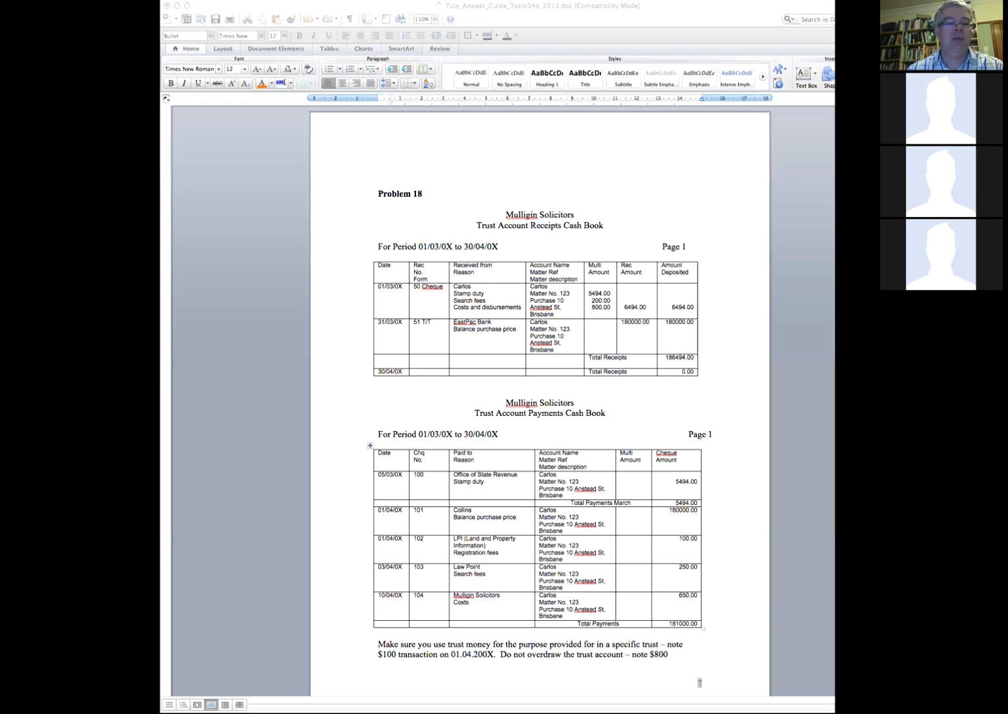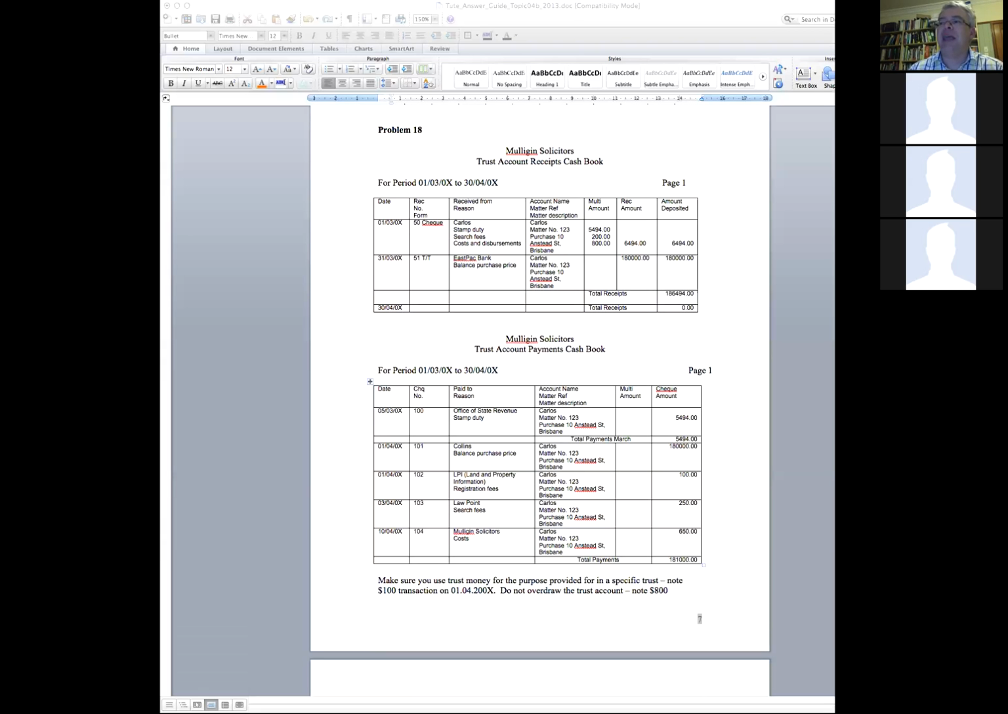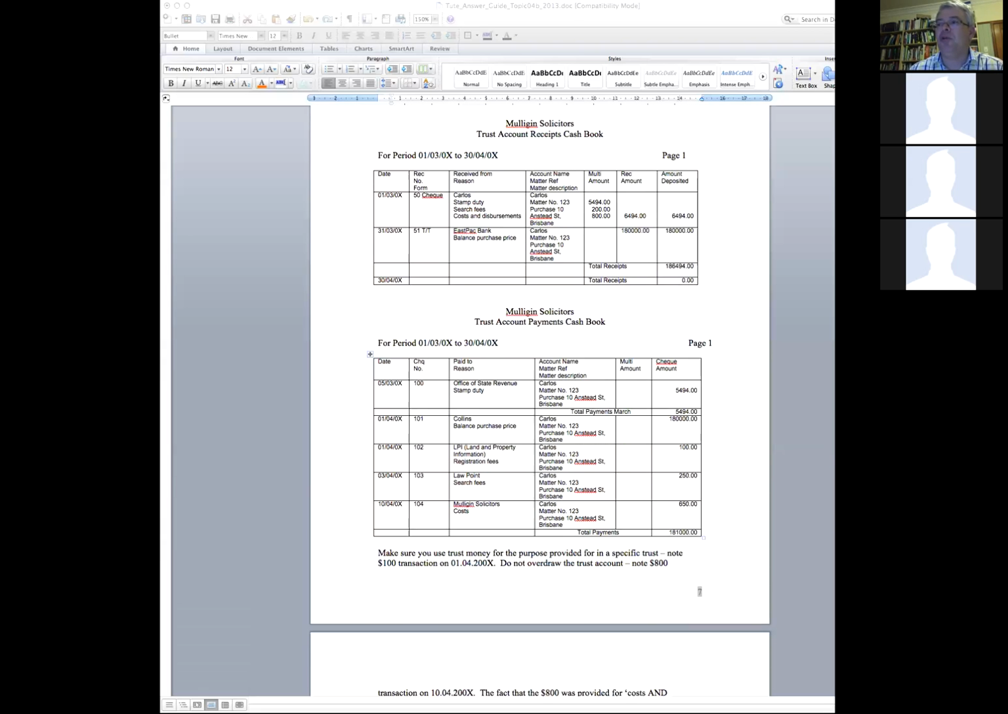Okay, now in relation to stamp duty, you've got 3 months from the date of the contract to pay the stamp duty, otherwise penalty provisions come into play. Now in this particular case, it's being asked to be paid 4 days after you receive the amount, so there's no issues like that. But we're looking at the trust account payments cash book now.